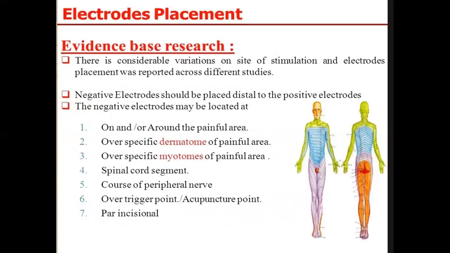Here, the electrode placement. In evidence-based research, there is considerable variation. Different sites of stimulation and electrode placement were reported across different studies. The negative electrode should be placed distal to the positive electrode. The negative electrode may be located on and around the painful area, or the specific dermatome of the painful site, or the specific myotome of the painful area, spinal cord segment, course of peripheral nerve, over trigger point, acupuncture point or paraincision. As you can see, here we can see the dermatomes and myotomes in the body.